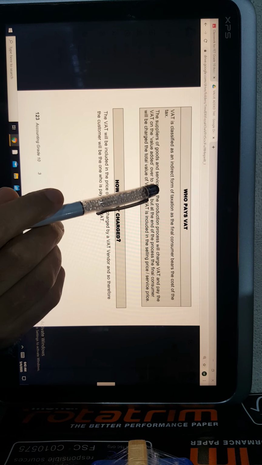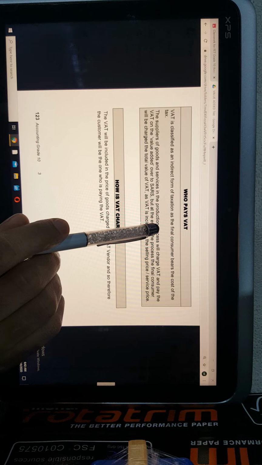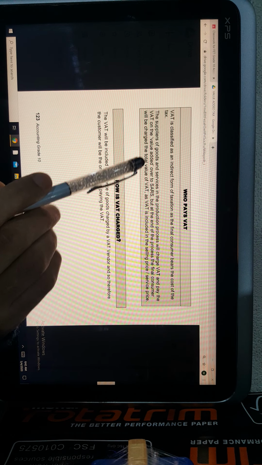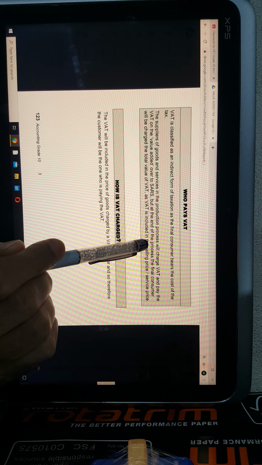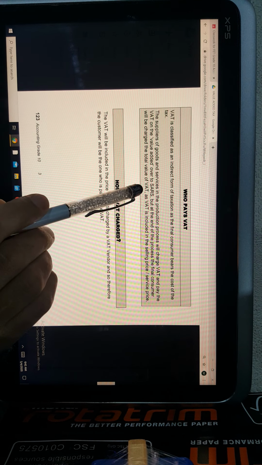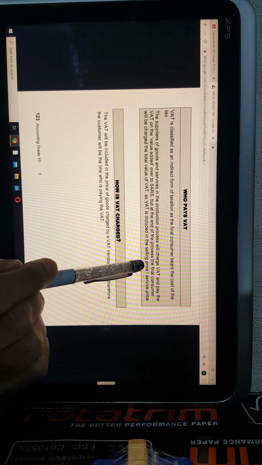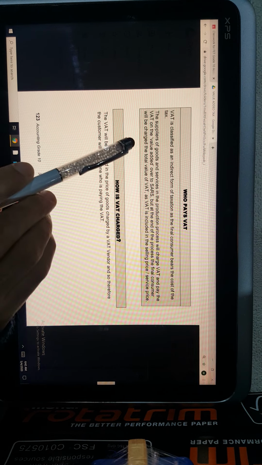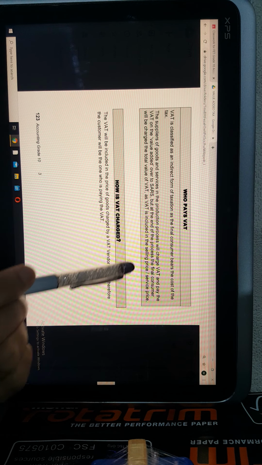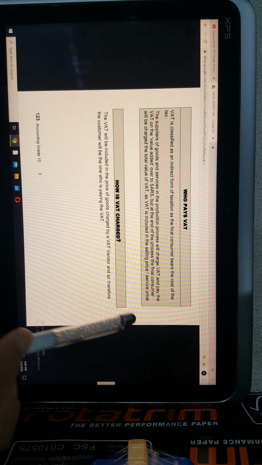VAT is classified as an indirect form of taxation, as the final consumer bears the cost of the tax. The suppliers of goods and services in the production process will charge VAT and pay the VAT on the value added over to SARS. But at the end of the process, the final consumer will be charged the total VAT, as VAT is included in the selling price or the service price.